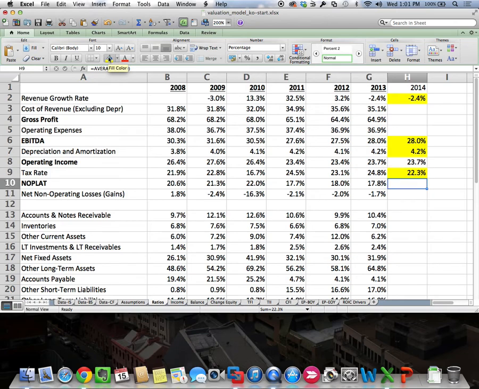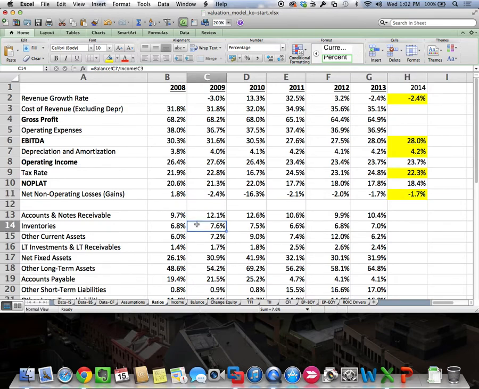Now, NOPLAT, because I've forecasted a tax rate, then I don't really have to forecast a NOPLAT separately. I can solve for the NOPLAT. NOPLAT equals operating income times 1 minus the tax rate. Make that a percentage to 1 decimal place. Again, that's not yellow. That is something that I solved for. And finally, net non-operating losses and gains equals the previous year. And again, I will make that yellow.